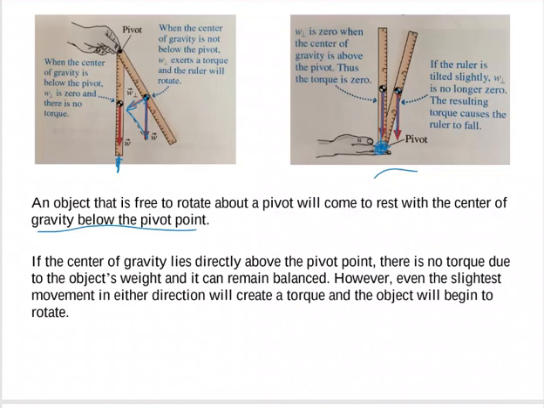So if you've ever tried to balance something in your hand, keeping that center of gravity directly above it is the trick. And if you can do that easily, then you can balance it. If it's hard to keep the center of gravity above your pivot point, above your hand, then it's difficult to balance and you will fall. So then what about like when you're standing on one leg?